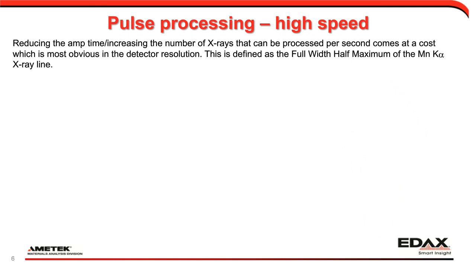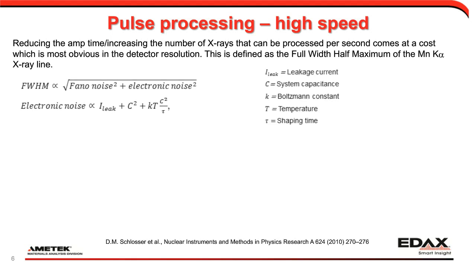Reducing the amp time, I said, increases the noise, and the most obvious way that transfers into the spectrum is in the detector resolution. We typically define the detector resolution as the full width half max of a Gaussian fit to the manganese K alpha X-ray line, and there's a lot of literature on what the terms are that define this. There's a reference down here at the bottom for one of these.